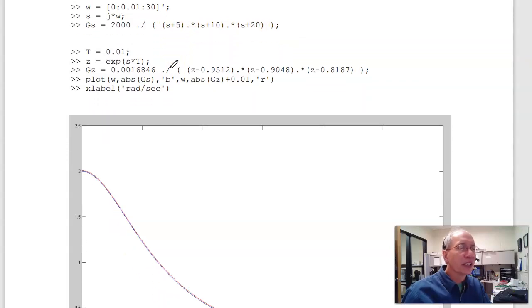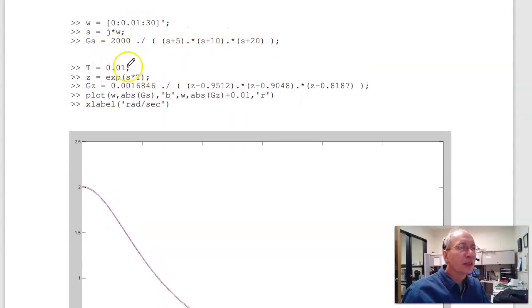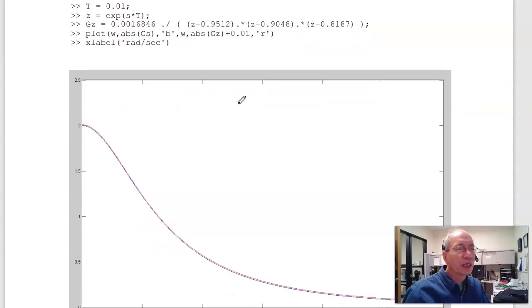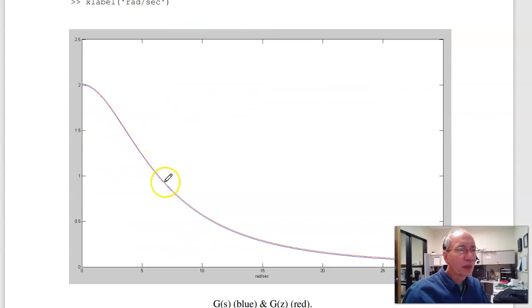That's g of s. For g of z, there's my sampling rate. Z is e to the st. That's the g of z I just calculated. And plot the two together. Here I'm going to plot frequency versus g of s in blue, frequency versus g of z in red, and I'm going to shift g of z by 0.01, just so you can tell the difference. So here you can see the blue line, that's g of s, the red line, g of z. Same gain versus frequency, it's the same filter. Doesn't really matter how you implement it, it's the same filter.